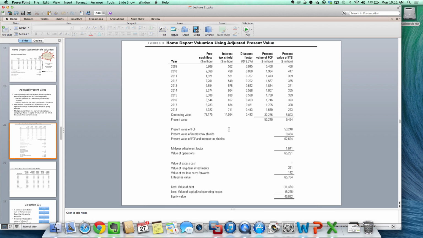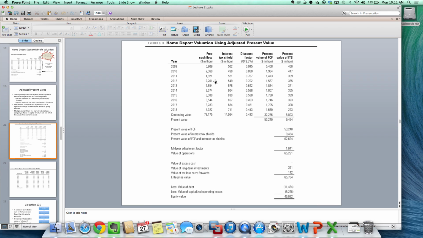APV. You're not going to be responsible for doing this. But since you're master's students, I just want you to understand this. So McKinsey also did at the same time an APV model of Home Depot. Like I said, this is valuing the capital structure. So here's how it works. To do a capital structure valuation of a company, you do the same free cash flows that you do in the enterprise DCF.